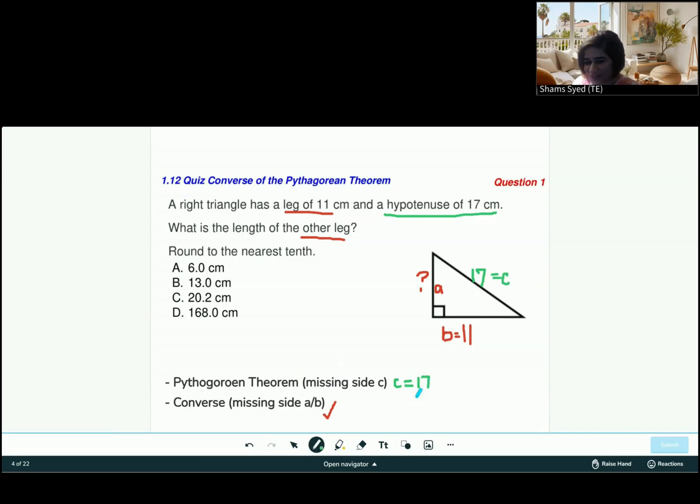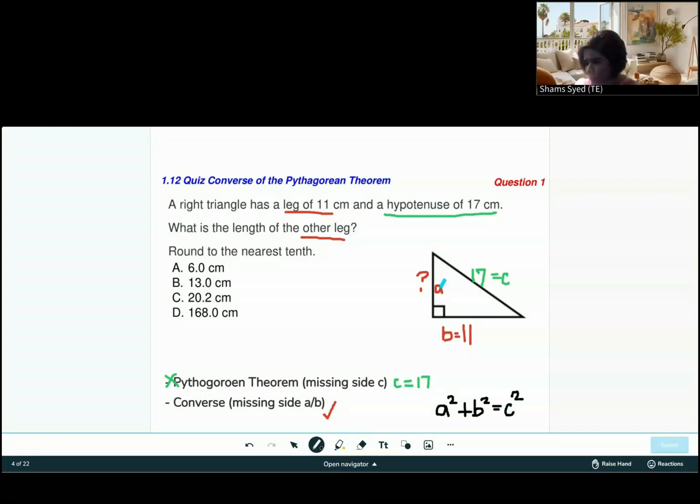Side C is given. We are not applying Pythagorean theorem. We are applying converse, inverse, opposite of Pythagorean theorem. How do we apply the opposite? Let's see. Normally, Pythagorean theorem states if you square the two shorter sides and add them, you get the square of the longest side. This is what Pythagorean theorem states.